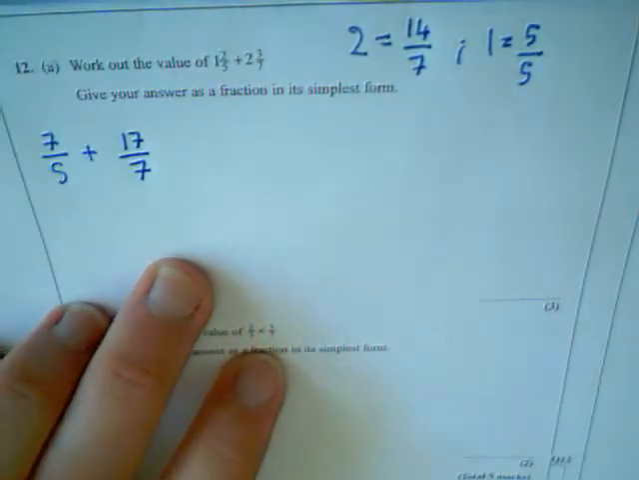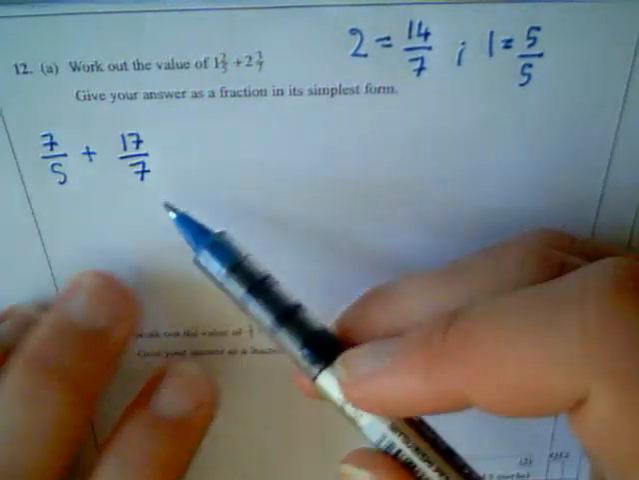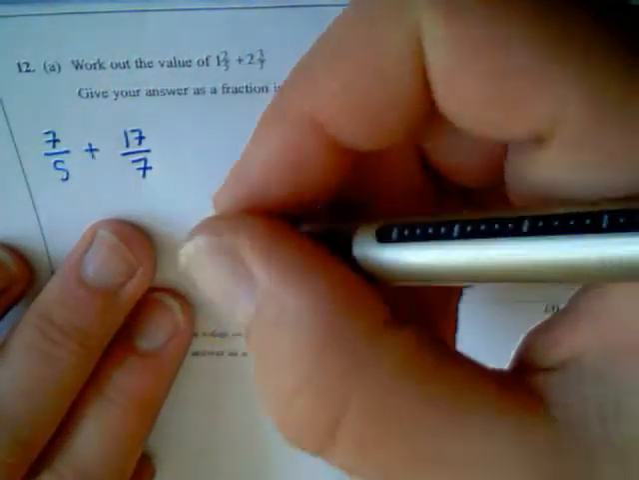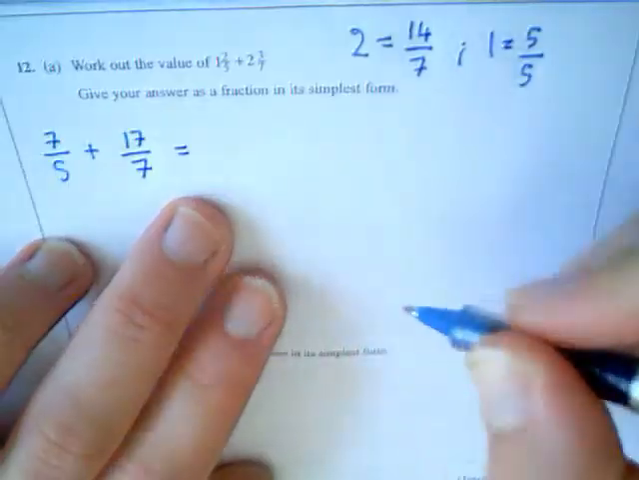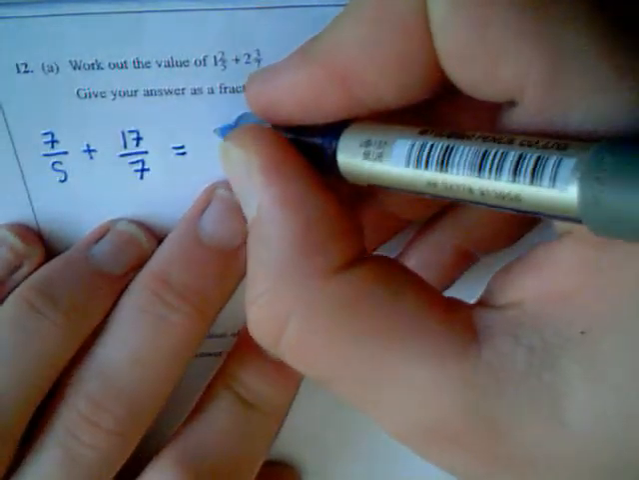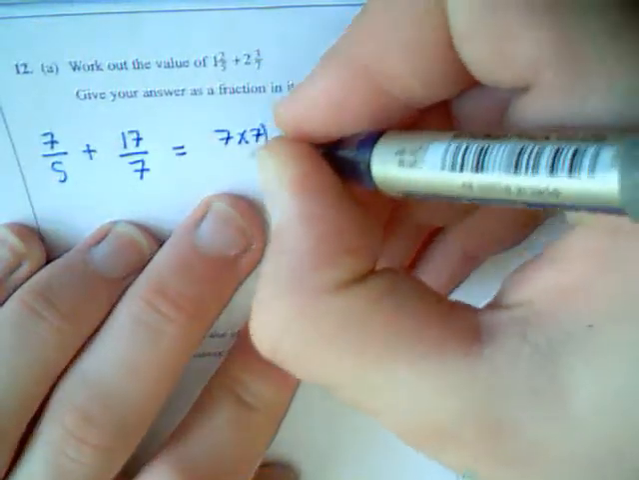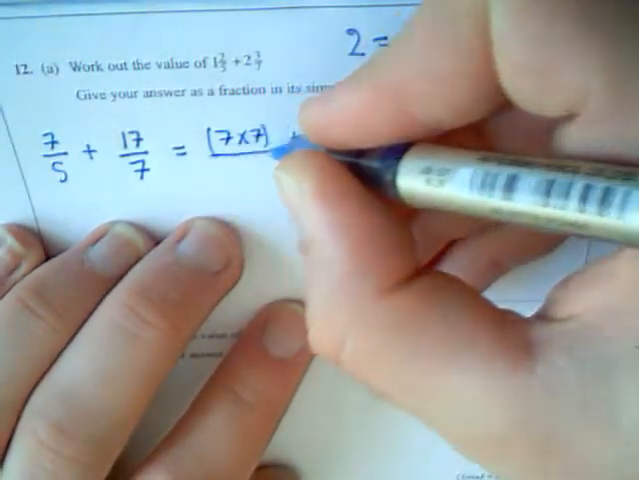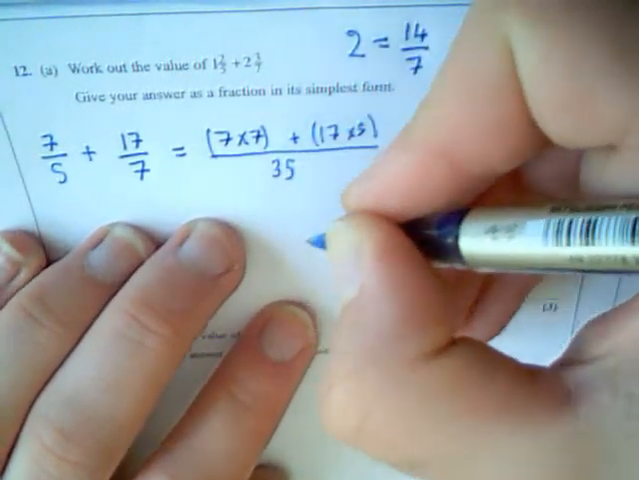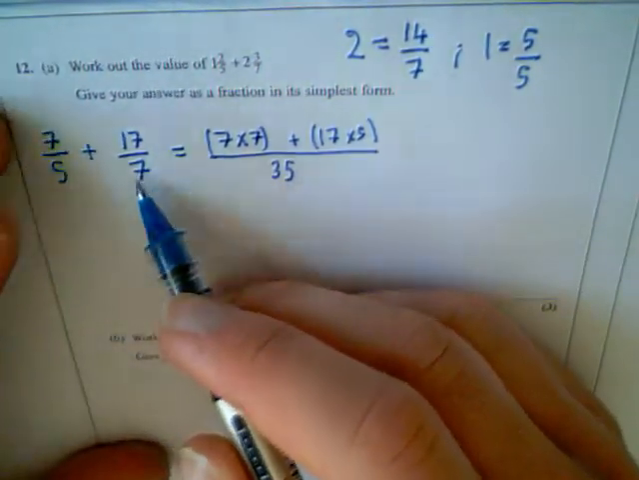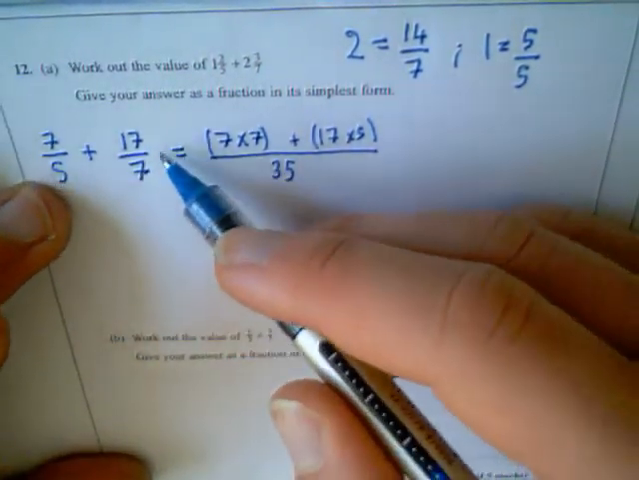Okay, we now have these as single fractions, but they don't have a common denominator. If they did have a common denominator, we could just add the two. So we need to find the common denominator. So what do we do? We apply the cross multiplication method. So we do 7 times 7 plus 17 times 5, divided by 35. All I've done here is multiply the 5 and the 7 together to get 35, and then done 7 times 7 and then 5 times 17.